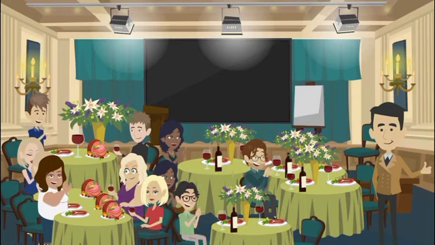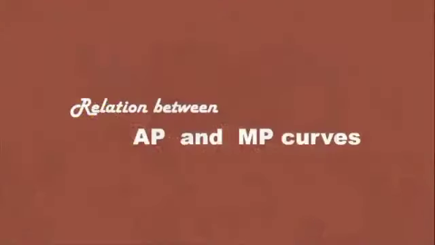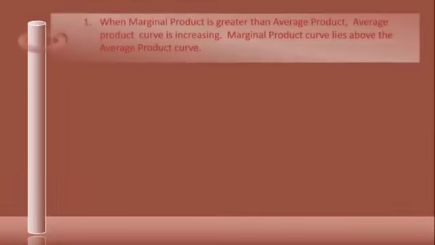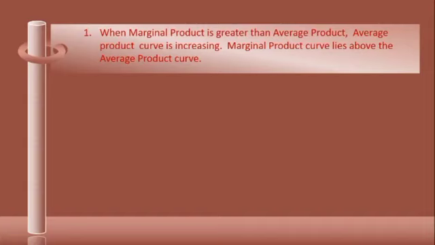This means that profits can only rise to a certain point as a result of an increase in labor, but will rise no further as soon as it gets to its point of saturation. So we'll look at the relationship between the average product and the marginal product. Beginning with the marginal product, you should note that whenever the marginal product is greater than the average product, the average product curve is increasing, while the marginal product curve lies above the average product curve.